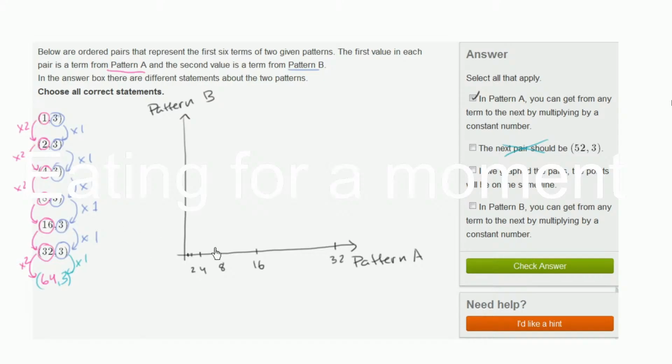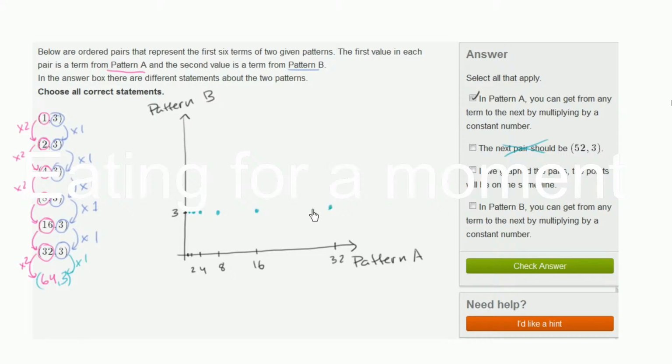So these are all the points on pattern A, but for any of them, the corresponding term on pattern B is 3. So we have when pattern A is 1, pattern B is 3. 1, 3. When pattern A is 2, pattern B is 3. When pattern A is 4, pattern B is 3. When pattern A is 8, pattern B is 3. When pattern A is 16, pattern B is 3. When pattern A is 32, pattern B is 3.